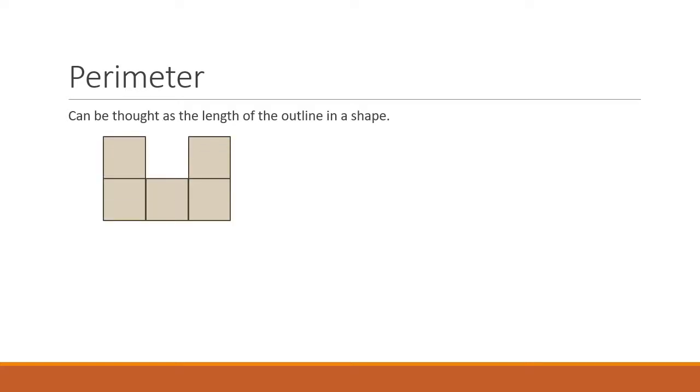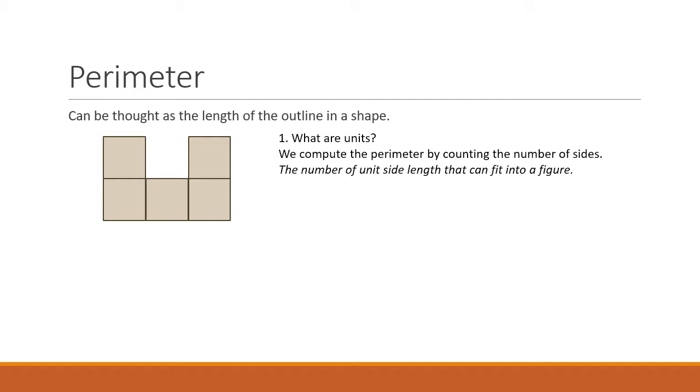Now let's talk about perimeter, which is another measurement we can do on 2D objects. So the perimeter can be thought of as the length of the outline of a shape. And usually you would use this kind of square grid to help children understand the concept of perimeter and area. So in this case, what are the units?